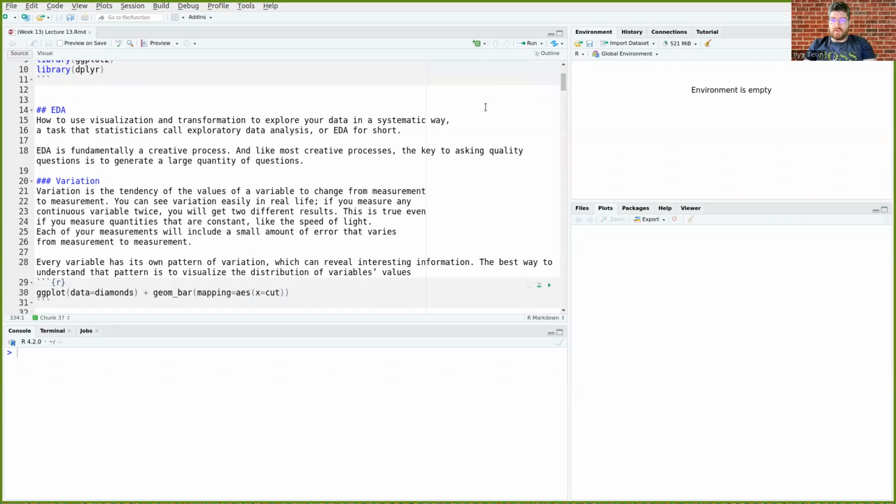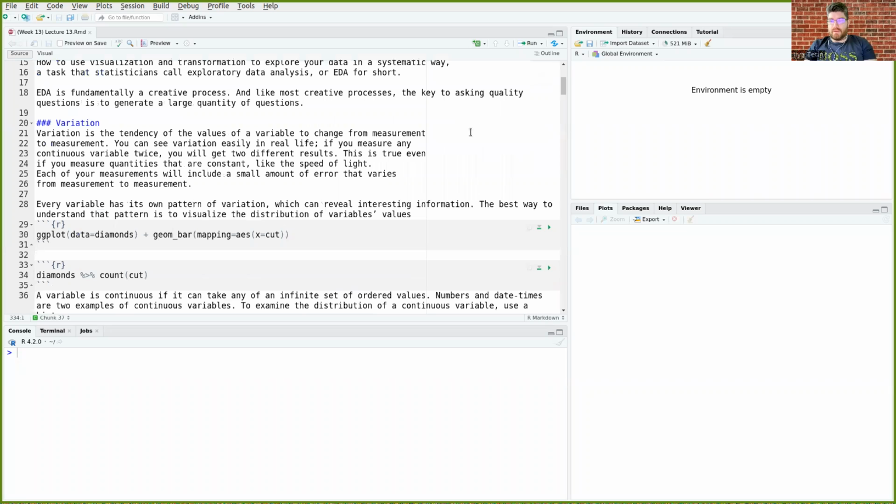We are going to start with the variation. So if you can remember, the variation is a tendency of a variable to change over time. And generally, we can measure some kind of value. Let's say it is the height of a person. And if we measure the height of the person, we have some kind of instrument like a ruler.